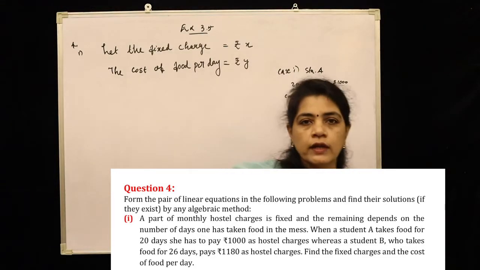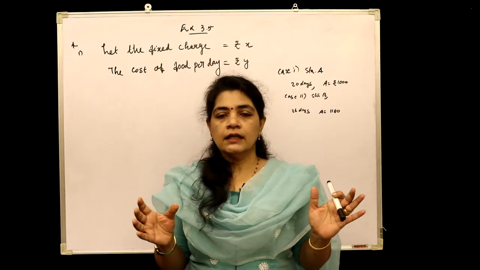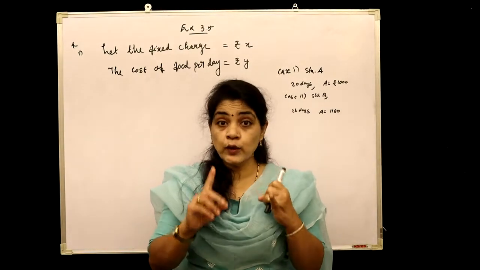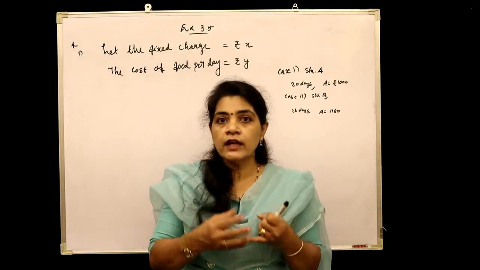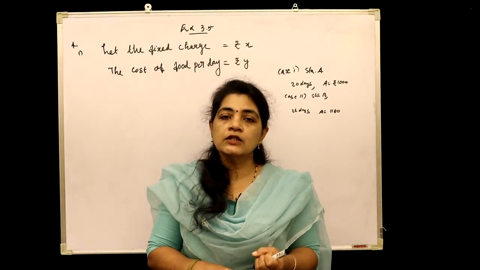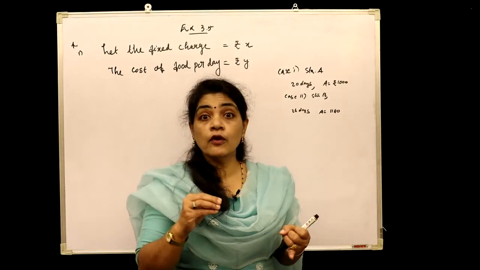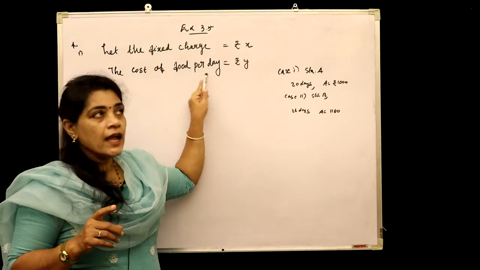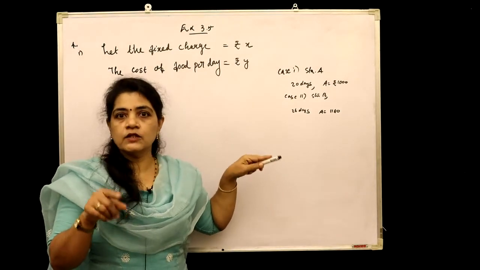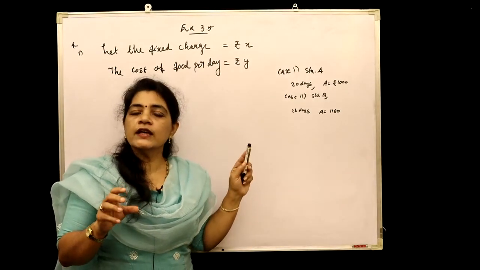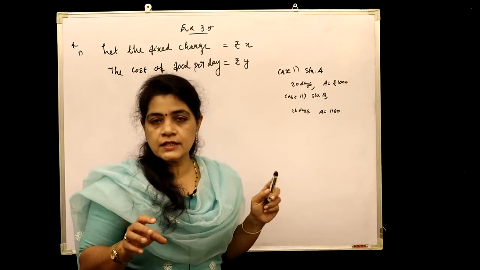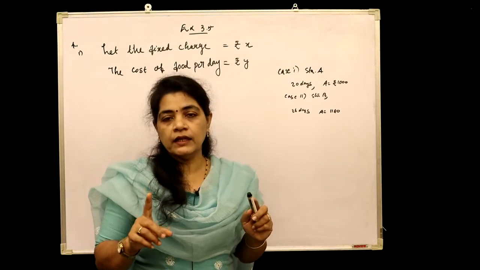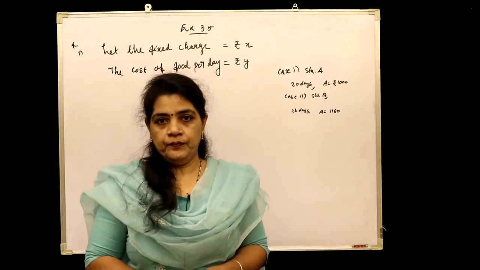Okay, so as usual, how can we start? Here we have to find two unknowns. So we have to give variables for the unknowns: the fixed charges and the cost of food for each day. As the fixed charge comes first, we can give the variable x for the fixed charge, and the cost of food for one day can be taken as y.